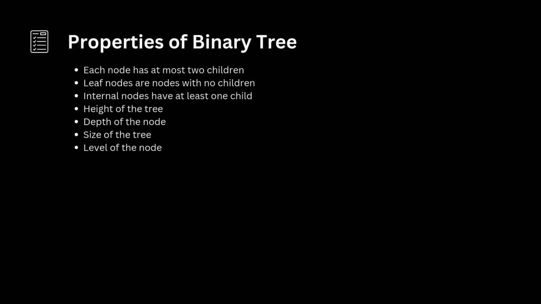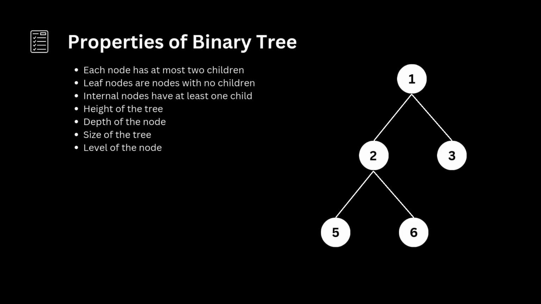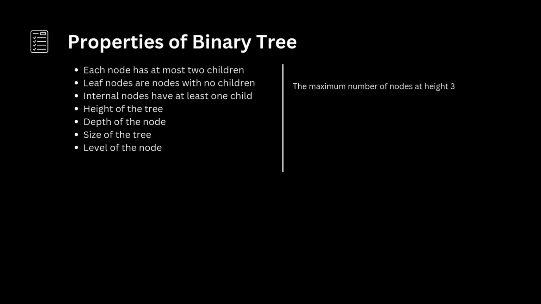As we already know, the height of the tree is defined as the longest path from the root node to the leaf node. The tree shown here has a height equal to 3. Therefore, the maximum number of nodes at height 3 is equal to 1 plus 2 plus 4 plus 8, which is equal to 15. In general, the maximum number of nodes possible at height h is 2^0 plus 2^1 plus 2^2 and so on, which is equal to 2^(h+1) minus 1.